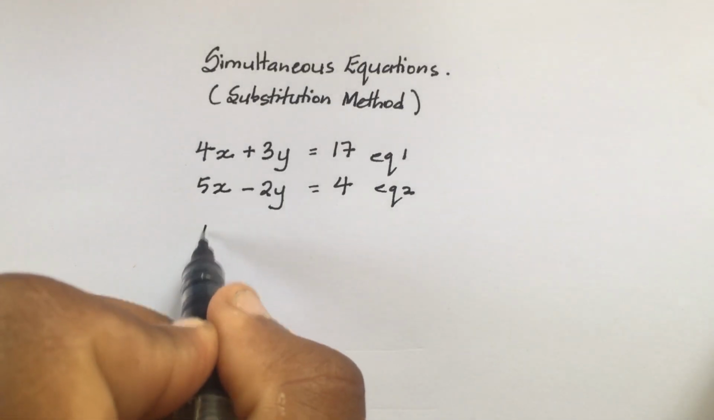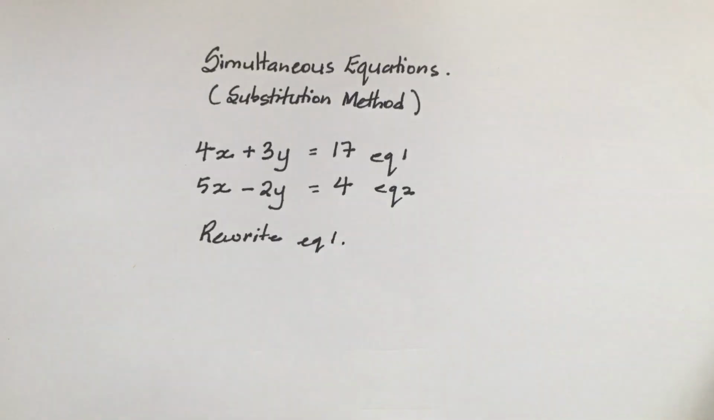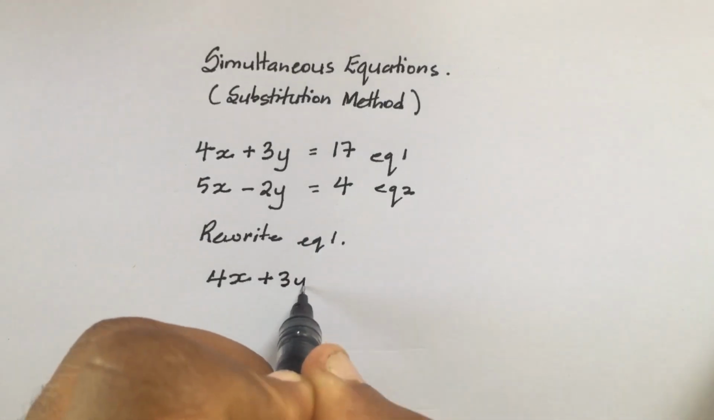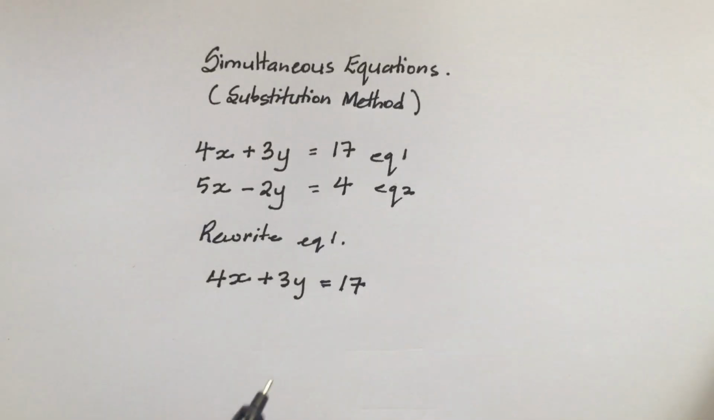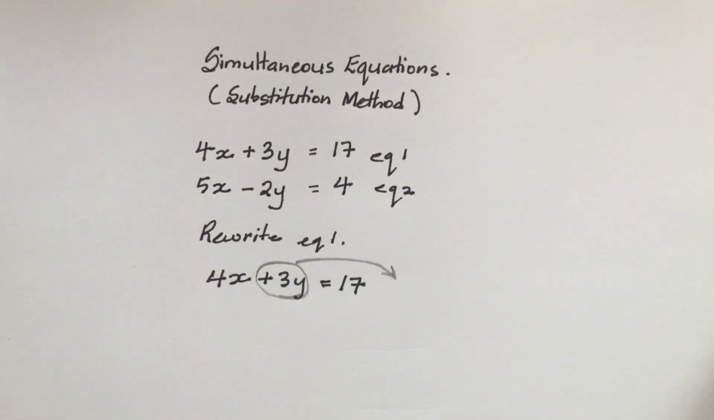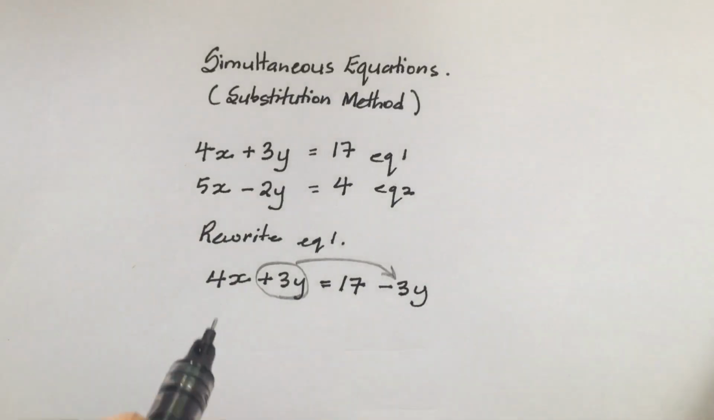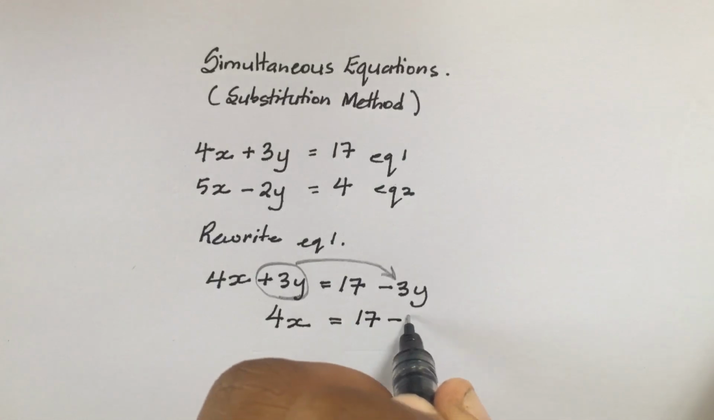I'm going to rewrite equation 1 to get 4x plus 3y is equal to 17. And at this point, I'm going to try to solve for a variable. I'm going to try to make x the subject. So if I'm going to do that, that means I need to take this positive 3y and carry it across the equal sign. When I do that, it's going to become minus 3y. So 4x is going to be equal to 17 minus 3y.